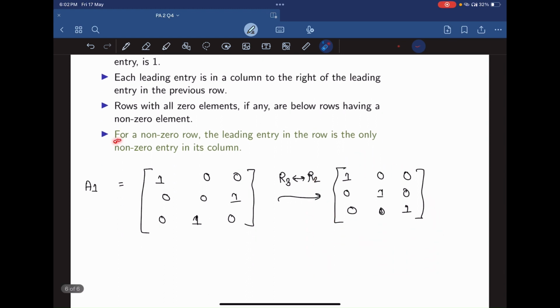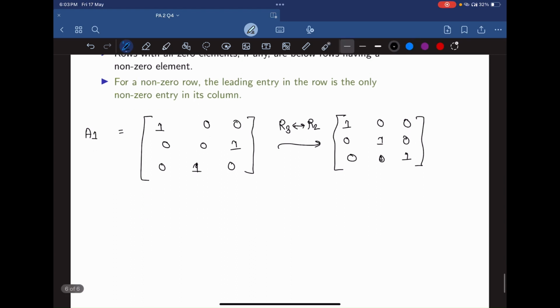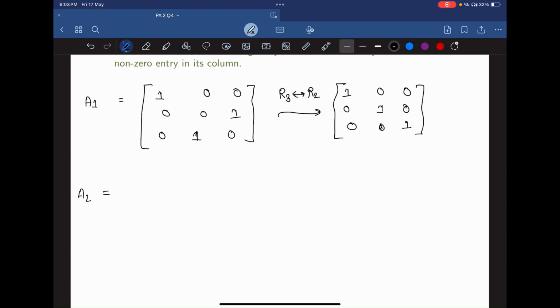Now for the fourth condition, for a non-zero row, the leading entry in the row is the only non-zero entry in its column. That means the pivot entry should be the only non-zero entry in its column, and that is indeed the case here. The pivot entry is indeed the only non-zero entry in its column, as all the other entries in the pivot column are zero, as we can see. So this matrix is now in its reduced row echelon form. Similarly, we will try calculating for the other matrices.